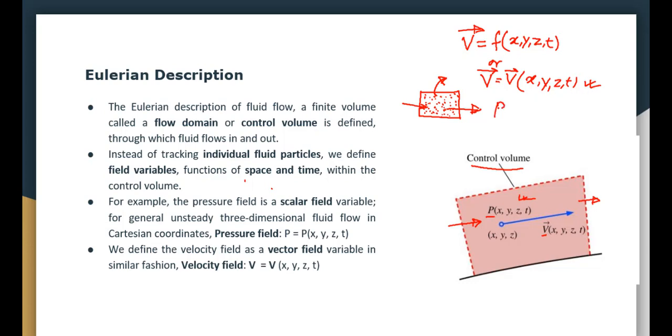Like that, suppose we want to write a pressure. Pressure is a scalar quantity, that's why I have not given an arrow sign above it. So pressure is a function of again what? Space, that means x, y, z and time t. So we can represent pressure like this. Now let us solve a problem based on these things.